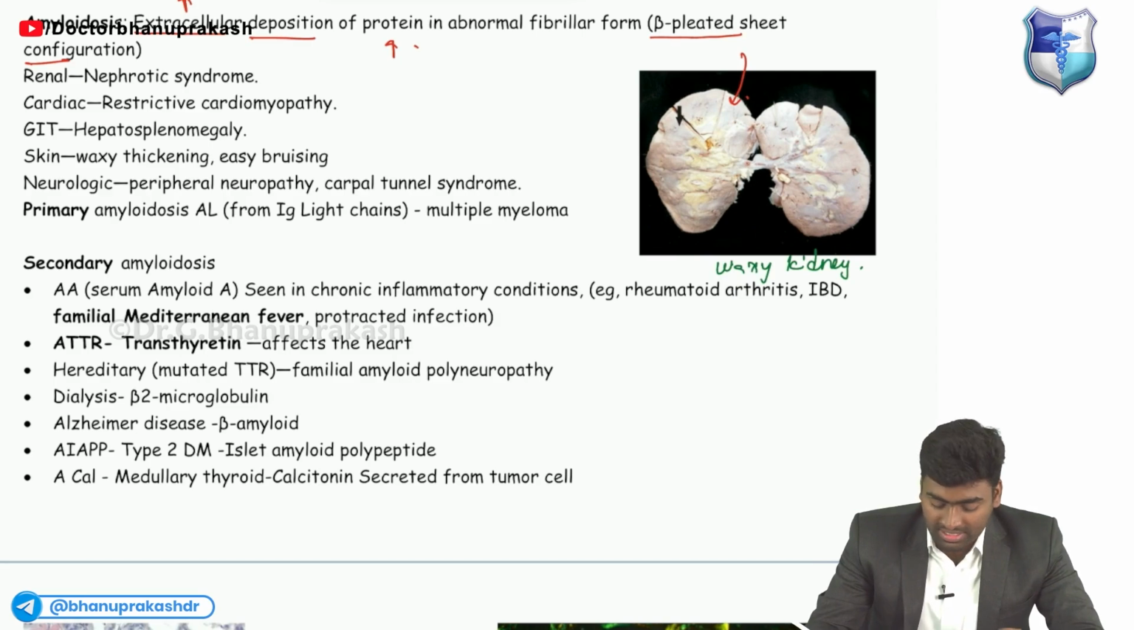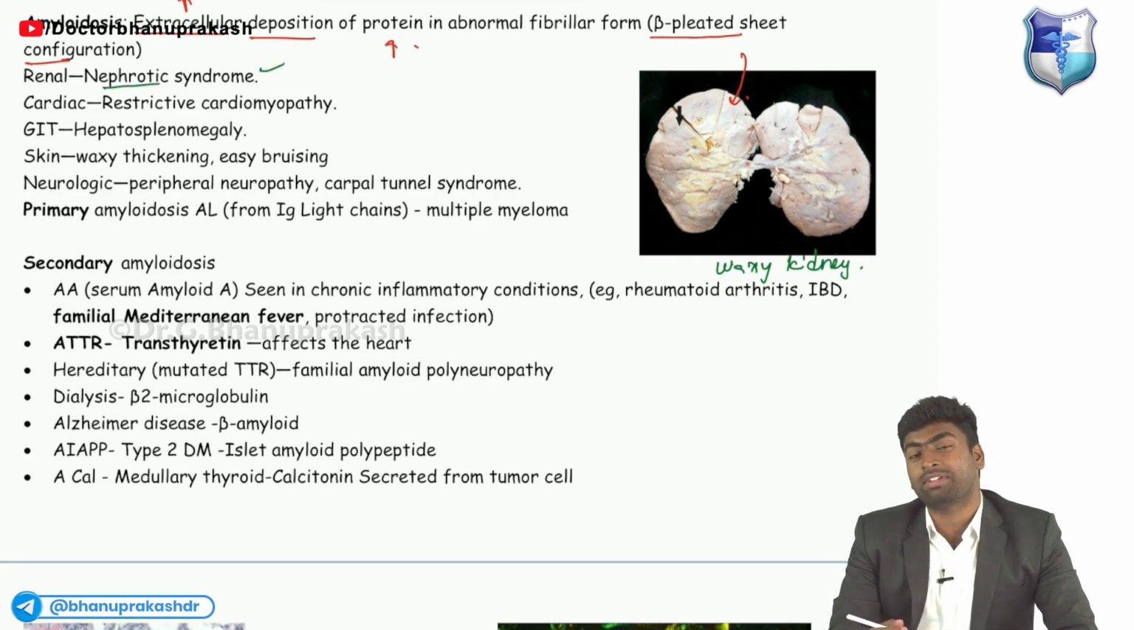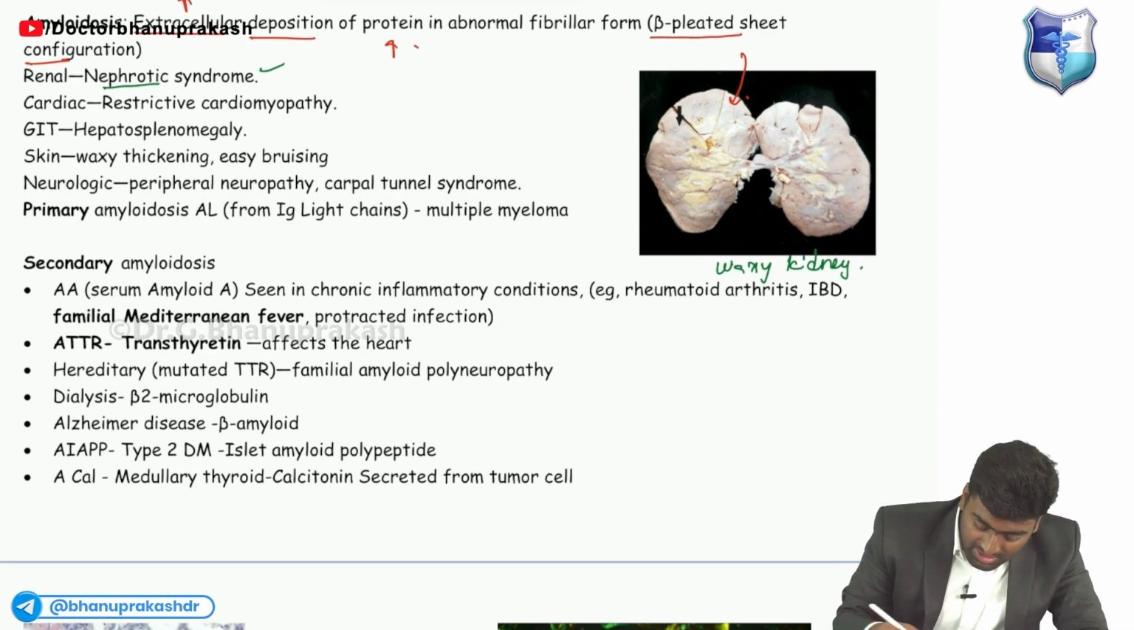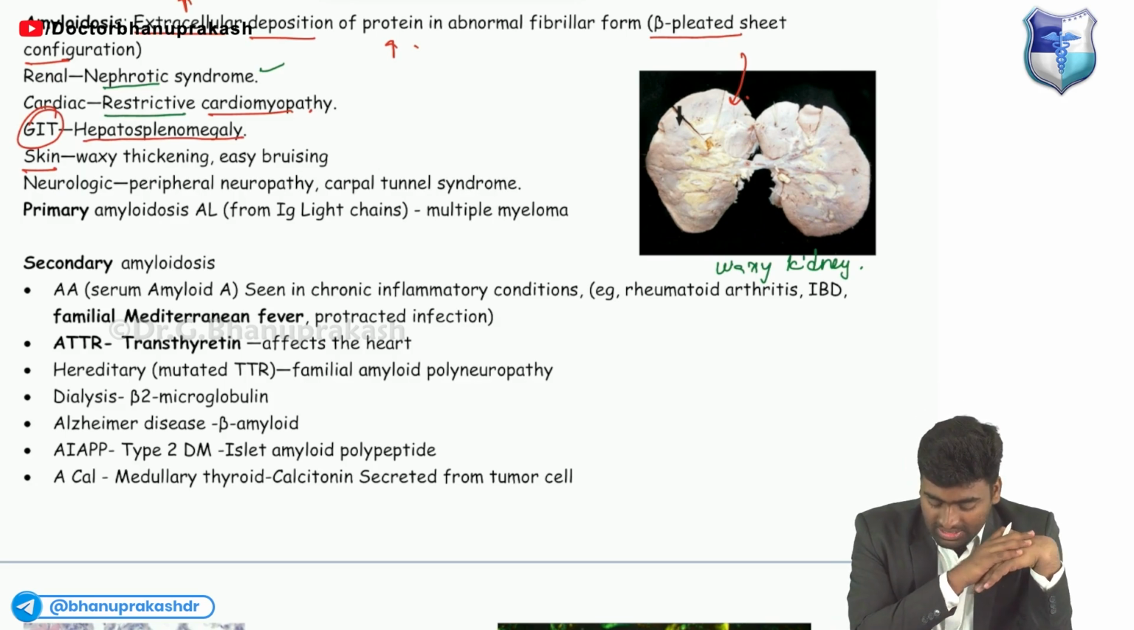Okay, waxy kidney, and this will be leading to nephrotic syndrome. If it is deposited in the heart, what will it cause? It will cause restrictive cardiomyopathy. And in the GIT, it will lead to hepatosplenomegaly. And in the skin, there will be waxy thickening.